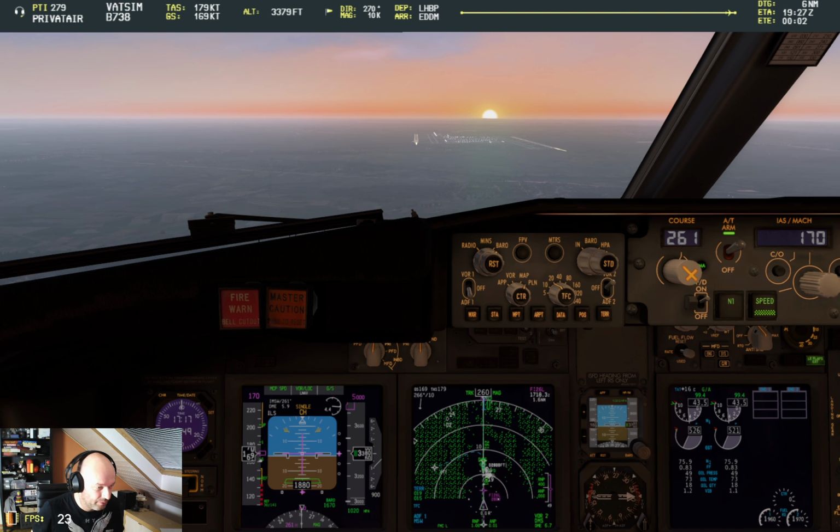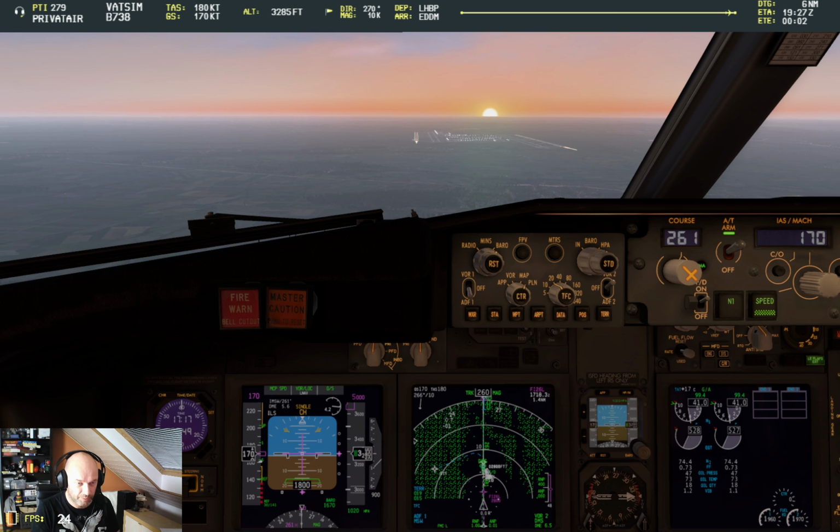Cool. Then we are 6 miles out. Let's drop the gear. So, speed check, flaps 10 and gear down selected.